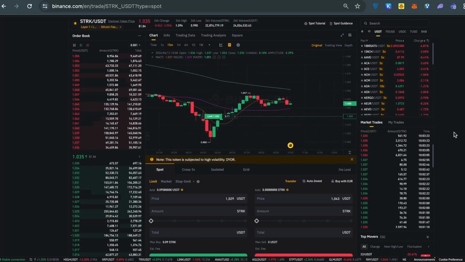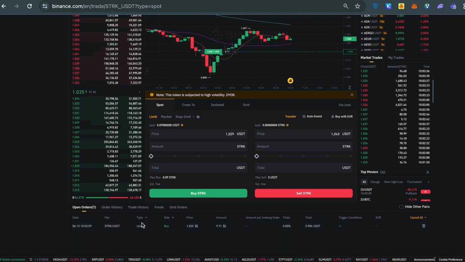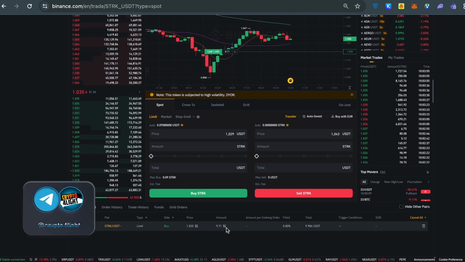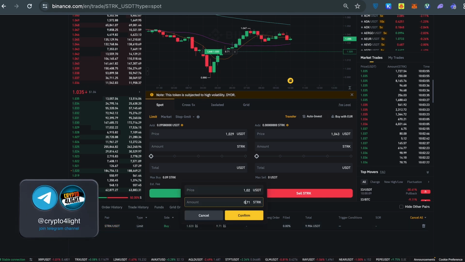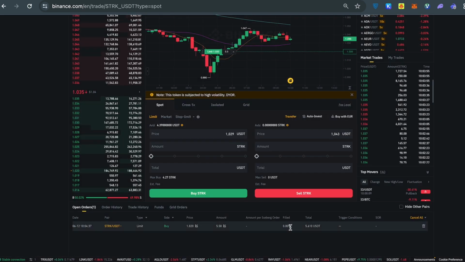You can scroll down and find open orders. So this is the date, trading pair, type, limit order, buy, price. I can modify even here. This is the amount of money I would like to spend. Maybe you will change your mind. Place the order to this one, 5.5 Starknet. Confirm. This shows us the fill percentage.